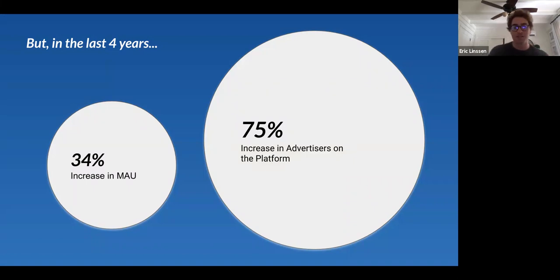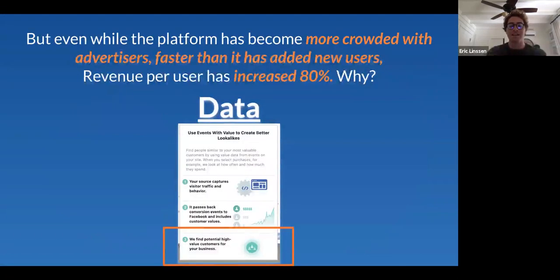But what we've seen is that even with a more crowded space and more advertisers, revenue per user has actually increased 80% in the same time period, which doesn't make any intuitive sense right off the bat, right? Because you have more advertisers advertising to fewer people, your results should be going down because it's a more crowded space, but actually results are increasing. And we've seen this for almost all the nonprofits we work with. The return on ad spend numbers, their revenue numbers, are all still going up in the past 4 years.